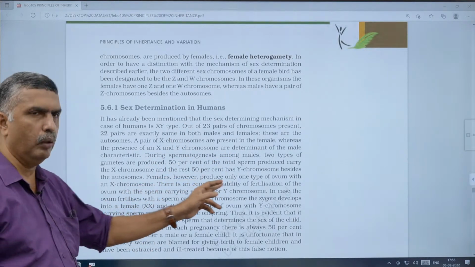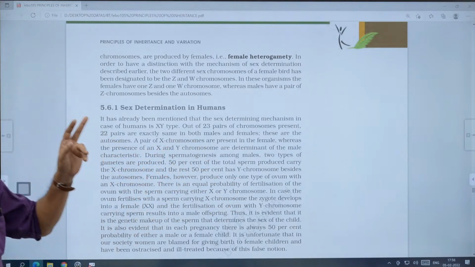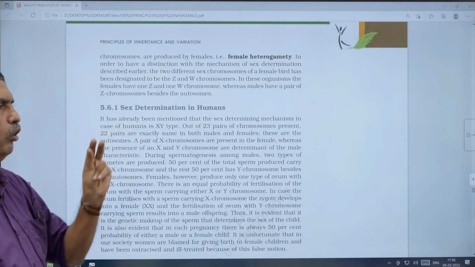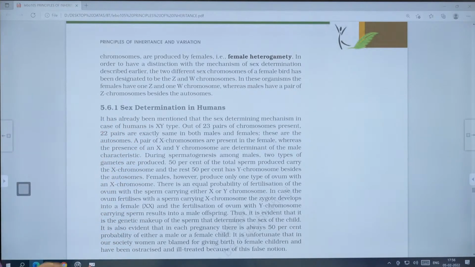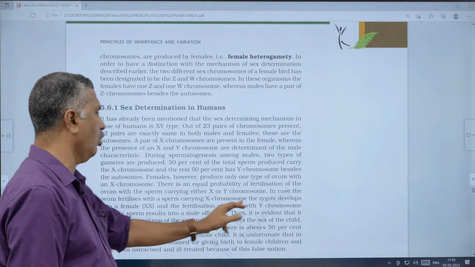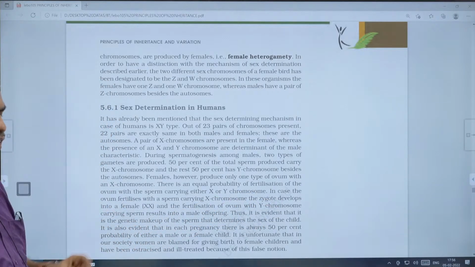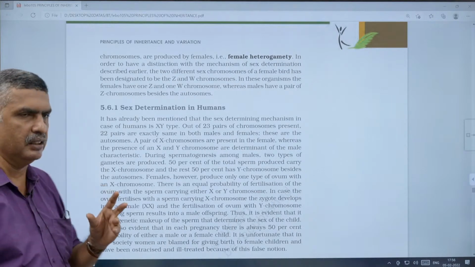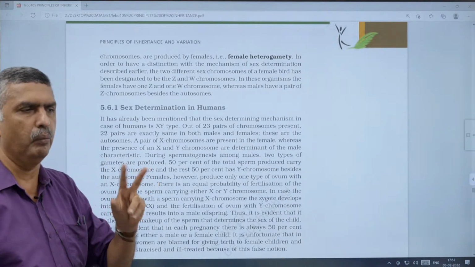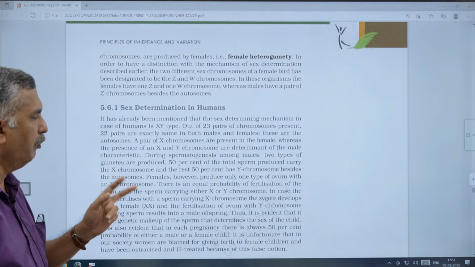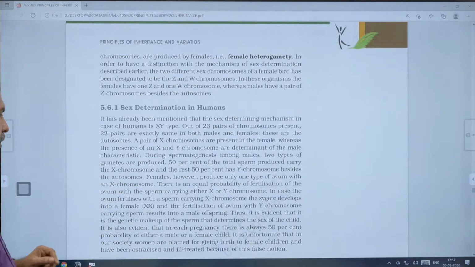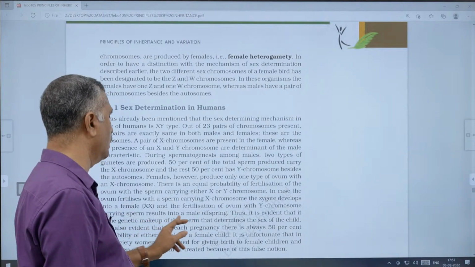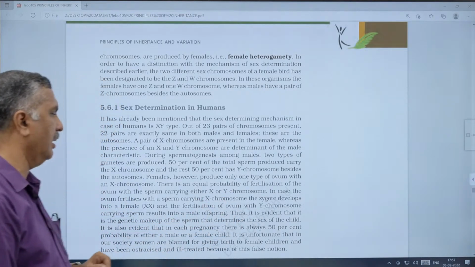Then there is an equal probability of fertilization of the ovum with the male X chromosome, which will give rise to a female XX, and fertilization of the ovum with the Y chromosome will result in a male. For every pregnancy there will be a chance of male or female, a 50-50 ratio. 50% male or 50% female. Thus it is evident that the genetic makeup of the sperm determines the sex of the child.